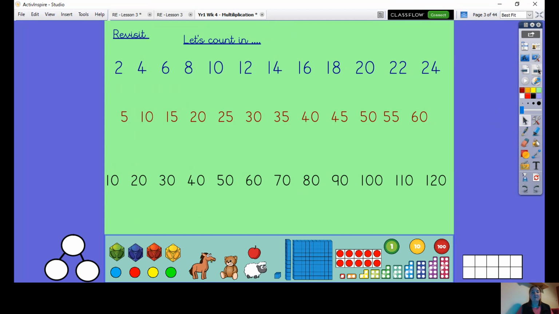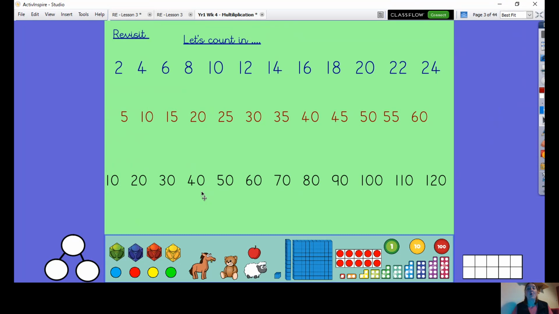So let's just have a recount of counting, because counting in 2s, 5s and 10s is going to really help us with lots of our work this week. And you will notice I'm going from 2 to 24, 5 to 60 and 10 to 120, because this is getting us to start thinking about multiplication and our times tables. So let's start here. 2, 4, 6, 8, 10, 12, 14, 16, 18, 20, 22, 24. Brilliant. I could all hear you doing that.